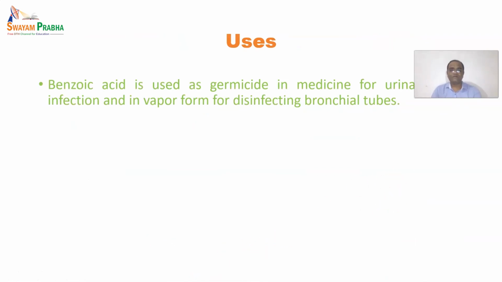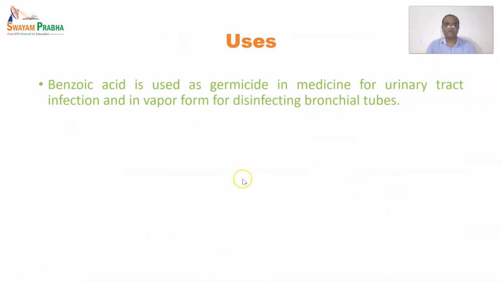Now the uses of benzoic acid. Benzoic acid is used as a germicide in medicine for urinary tract infection, and in vapor form for disinfecting bronchial tubes.